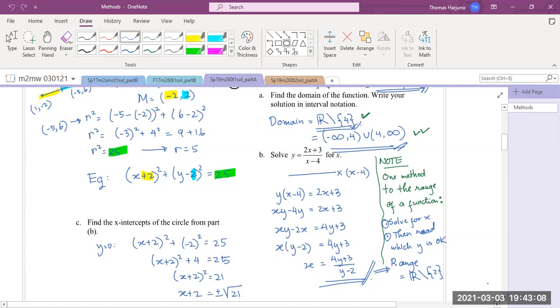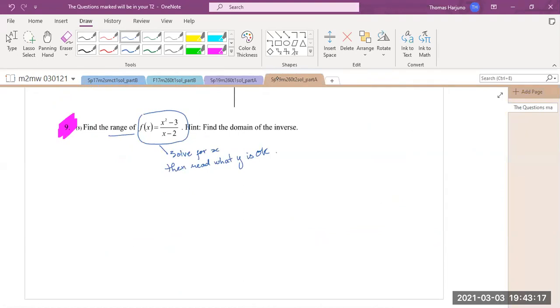Okay, and then read which y is okay. That's the technique. Now the thing is, when you try that technique here, it will be quite complicated, but that's still the only way.